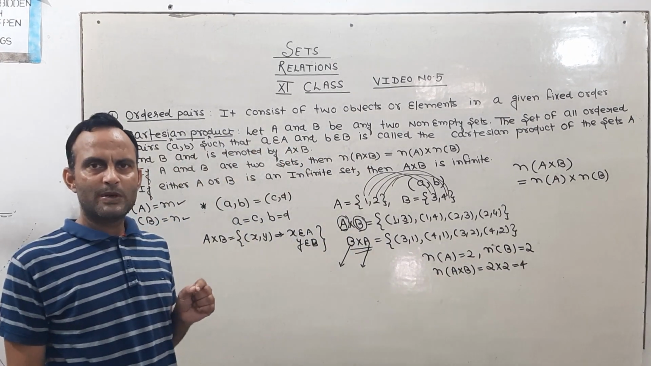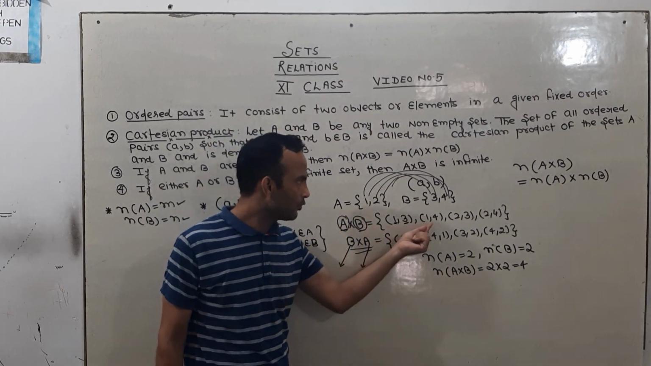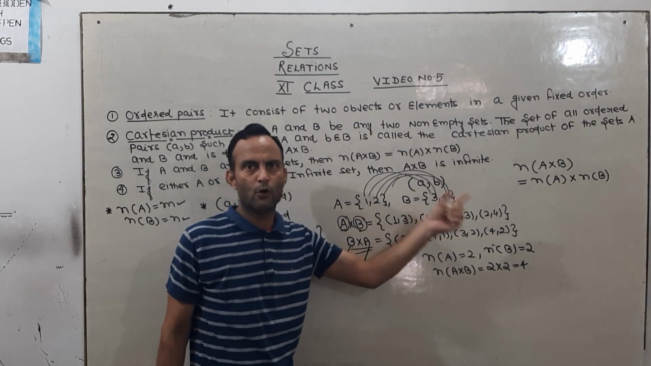Cardinal number of A cross B में कुल ordered pairs कितने आएंगे? 4. You can see here 1, 2, 3, 4. I hope you understood well.